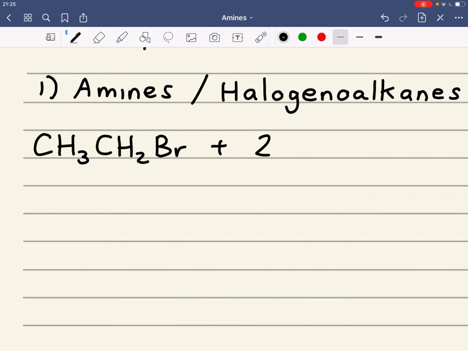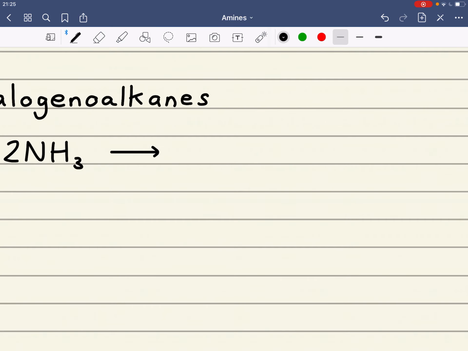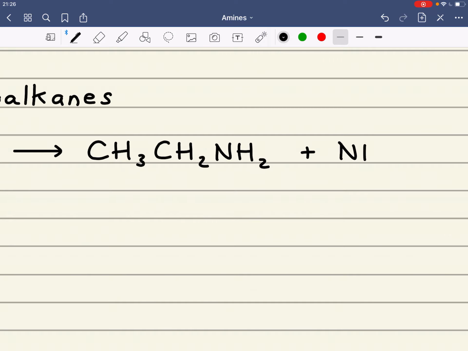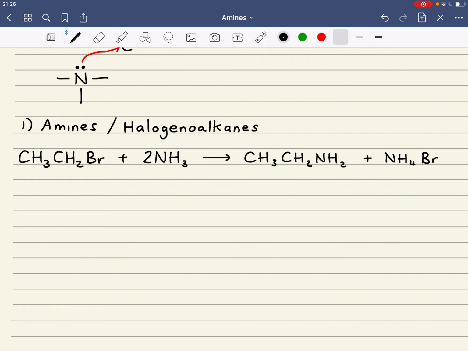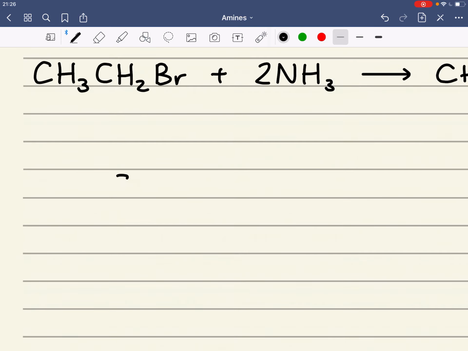And remember that we need 2 mole equivalents of ammonia. And that will form our primary amine. In this case, we will form ethanamine, and we get the salt ammonium bromide. Now, the mechanism for this reaction is a nucleophilic substitution. And let's just have a quick look at what the mechanism for this reaction is.